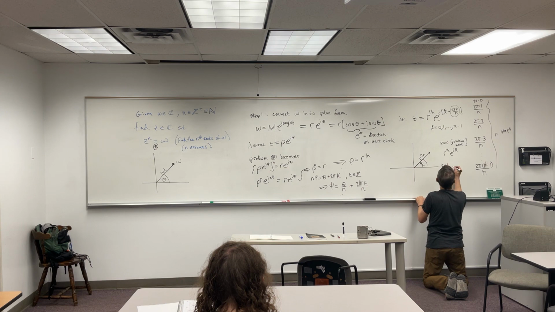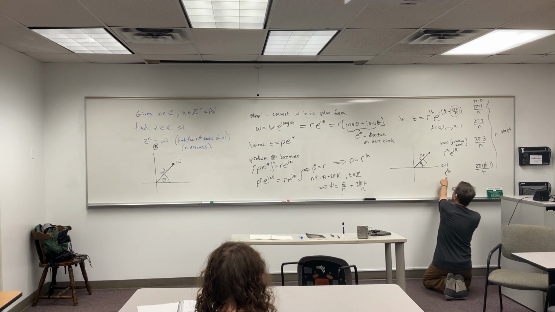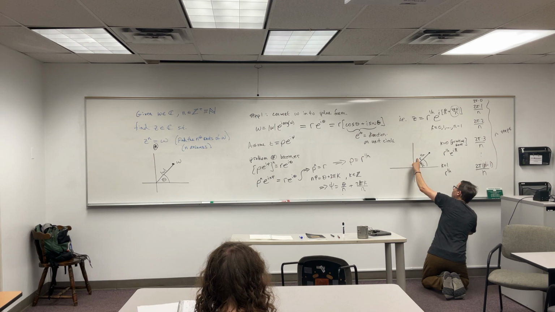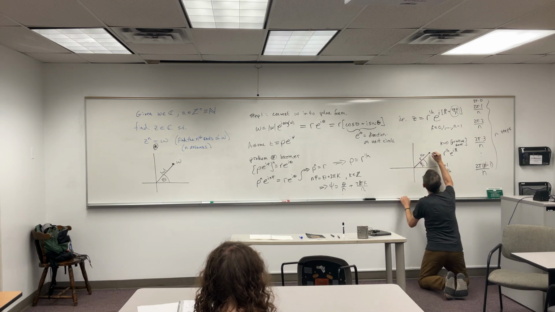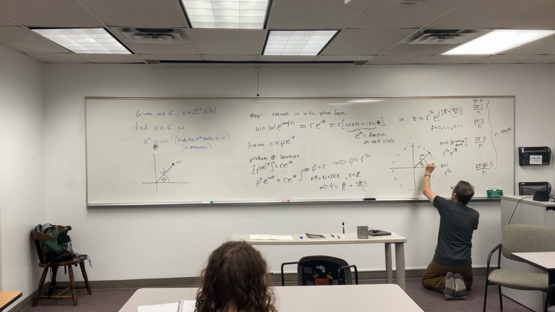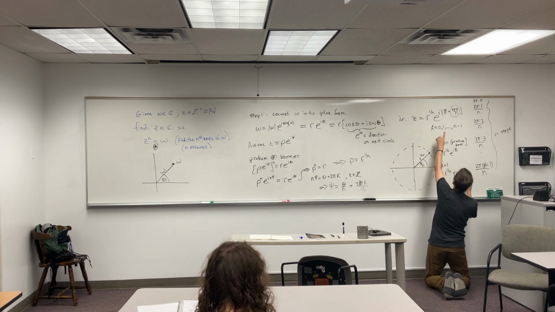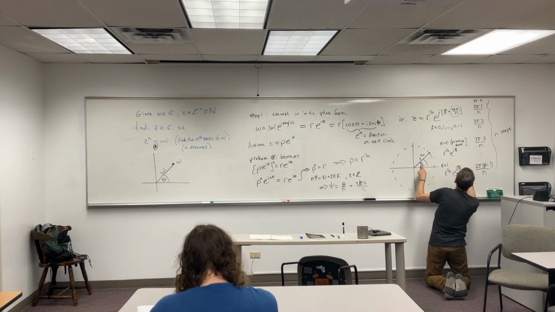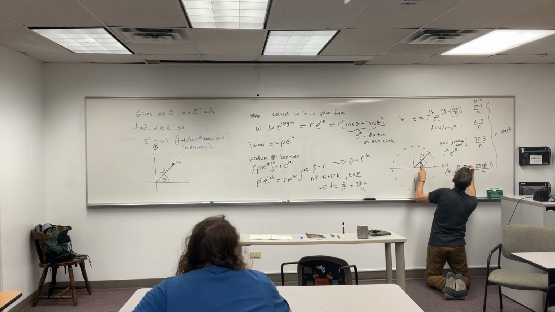When k equals 1, so we can see what this looks like. When k equals 1, now we're at r to the 1 over n. That never changes. We're always on a circle of radius r to the 1 over n. All these are going to fall on a circle of that radius. It's just where do they fall on that circle. So the next one is going to be e to the i theta over n plus 2 pi over n.